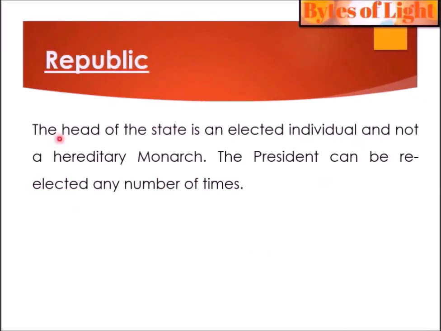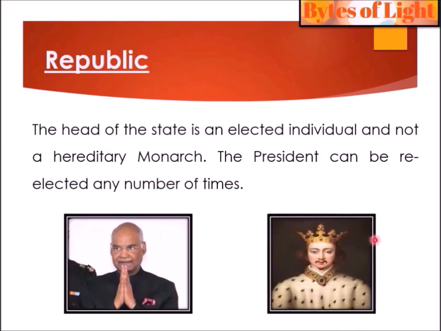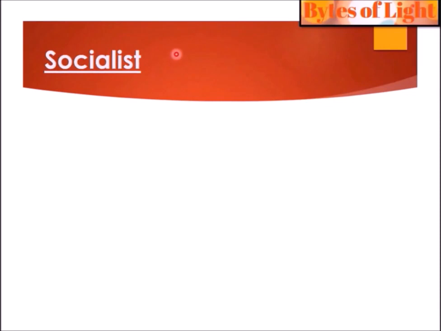republic. The head of the state is an elected individual and not a hereditary monarch, and our head of the state is the president. Here, the republic means that the head of the state is an elected individual and not a hereditary monarch. That is, we have a head of the state, President Ram Nath Kovind, and we don't have a head of the state who is a monarch.